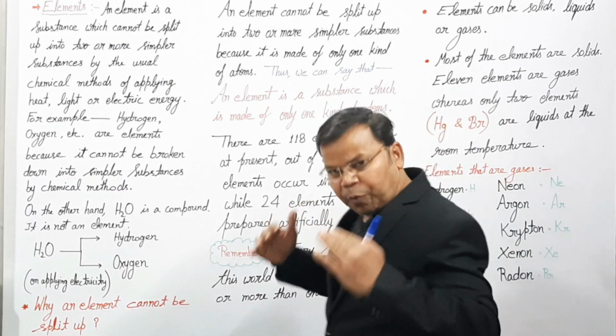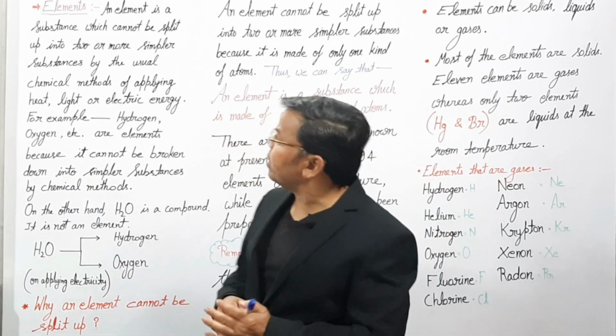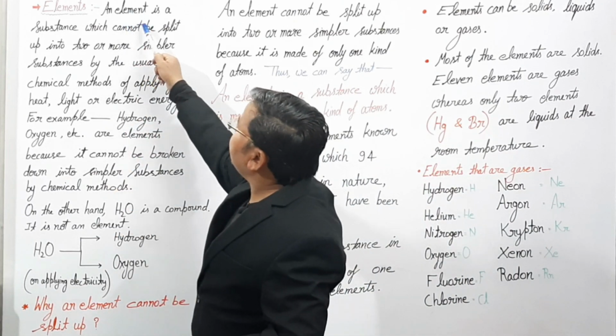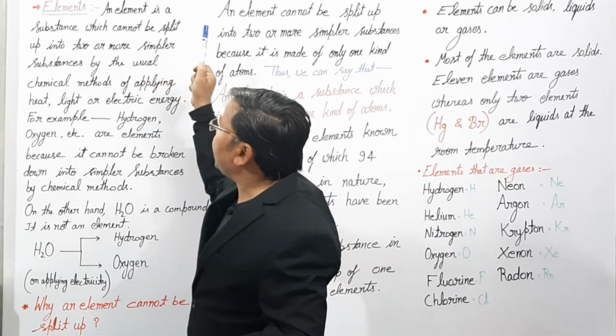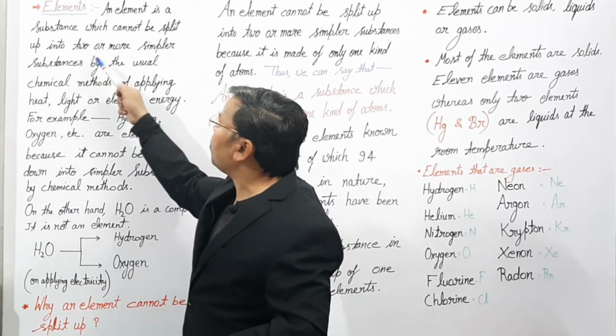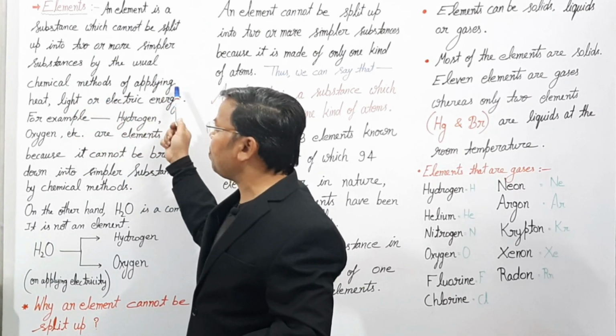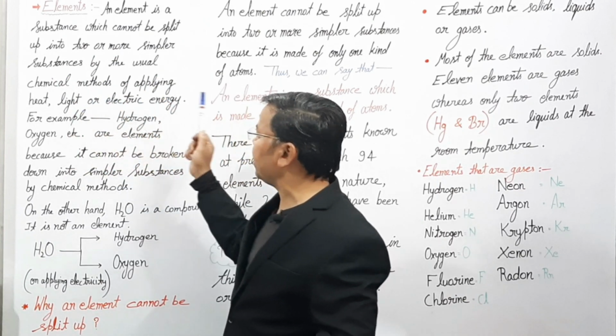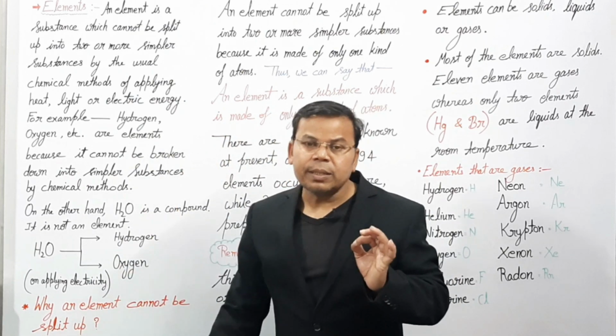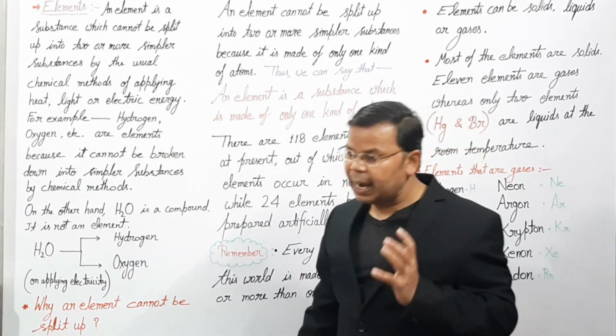But the perfect definition of an element is a substance which cannot be split up into two or more simpler substances by usual chemical methods of applying heat, light or electric energy. This is the definition of an element.